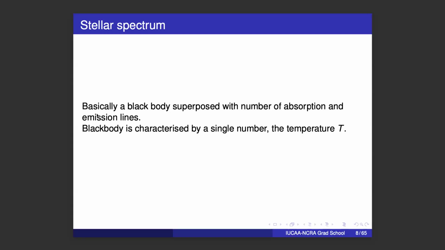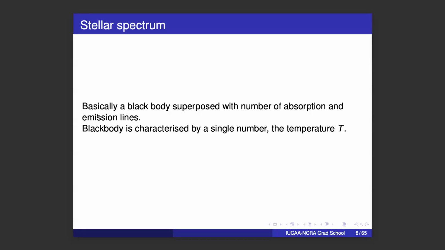Okay, stellar spectrum, as we said, is basically a black body superposed with a number of absorption and emission lines. Absorption lines are very, very common. Emission lines are quite rare. Usually they come from gas that is excited in the outer regions of the star, which is at high temperature. Remember, if the emission line is produced deep inside the star, we are never going to see it because the envelope will absorb it. Only when the emission line is produced in the outer regions of the star or outside the star can we see it. So those are very rare and these are extremely common.